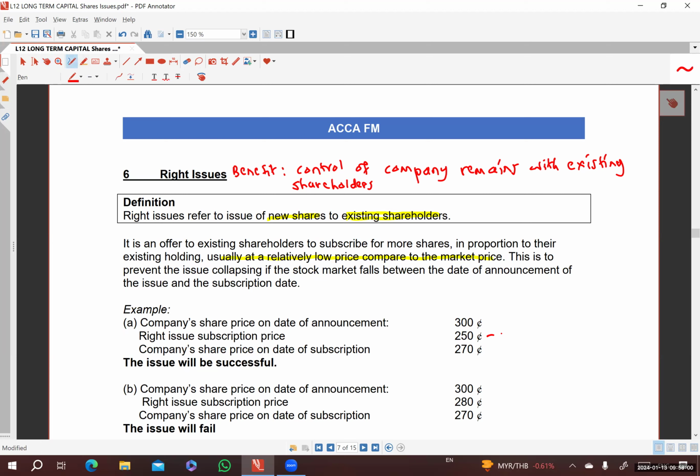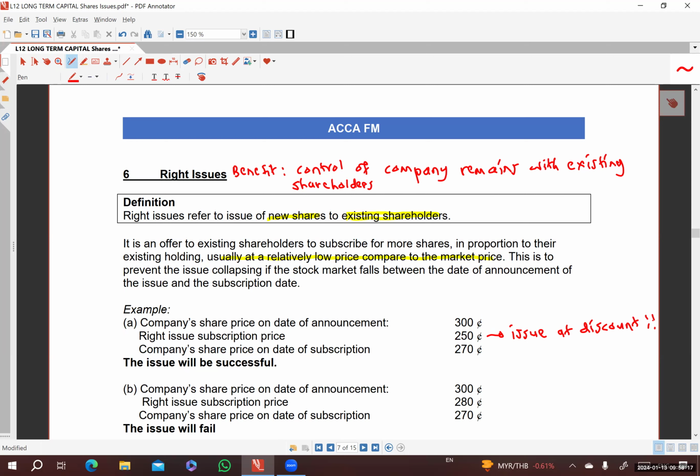We say issue at a discount to encourage them to buy. A rights issue is always issued at a discount. The existing shareholders will be attracted to buy.